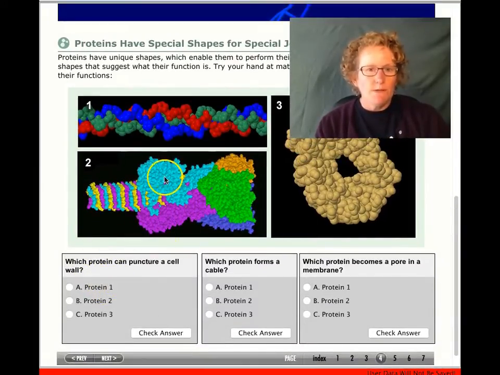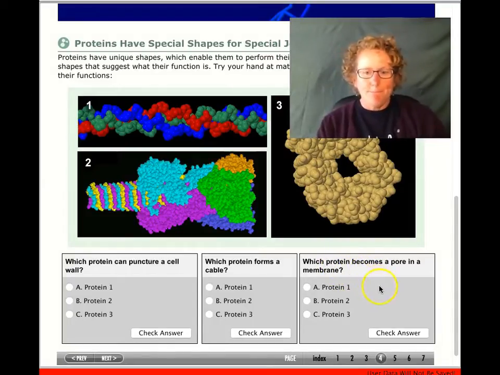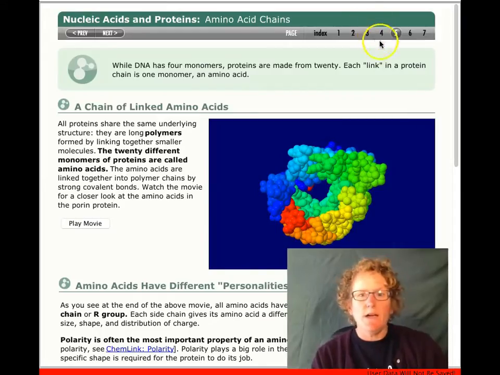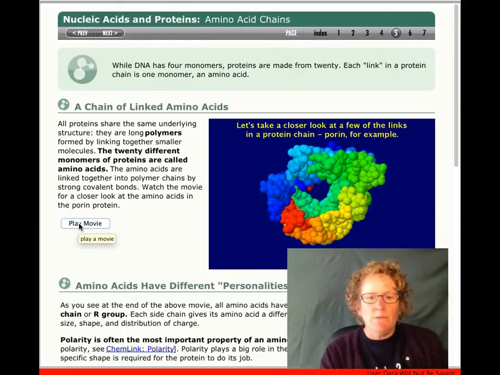So which of these, 1, 2, or 3, can puncture a cell wall? Which protein forms a cable? And which protein becomes a pore in a membrane? A pore is another word for like a pipe or a hole. So now we're on question 5 here because we're on page 5. You can pause the video and read all about how DNA has 4 monomers and proteins are made from 20 different amino acids. Not nucleotides, proteins are made from amino acids. Let's play this movie and find out more about the polymer chains that are called proteins.